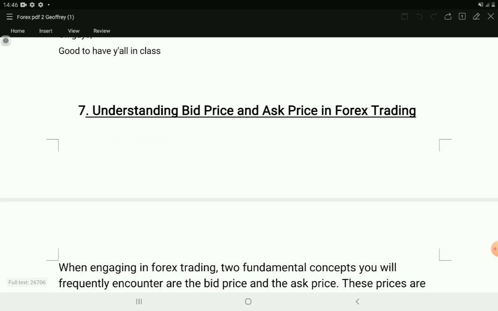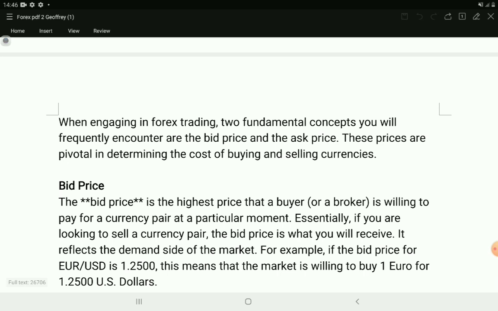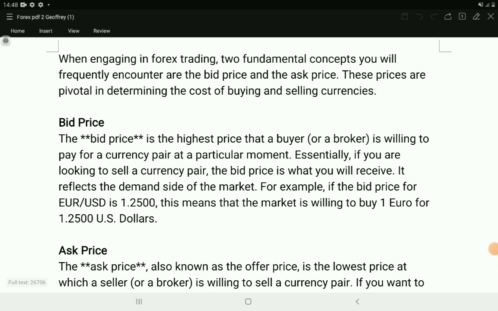Okay, now I want us to discuss bid price and ask price. We said the other time, bid price is the highest price that a buyer is willing to pay for a currency pair. Bid price, like we said the other time, is the price at which the broker is ready to buy from the buyer. Like if I am the buyer now, the price at which the broker is ready to buy my product is the bid price.